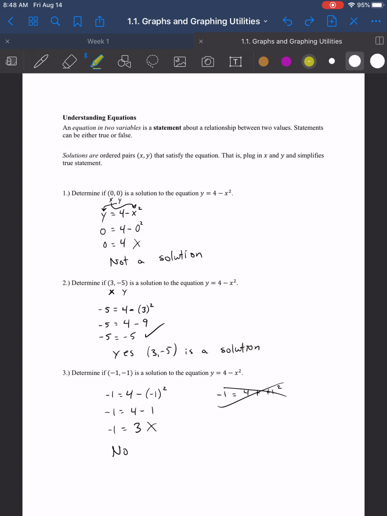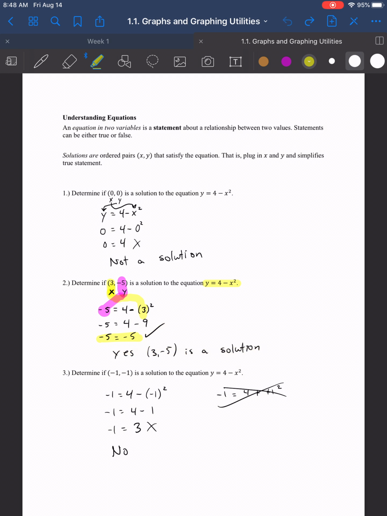All right, next. Determine if 3, -5 is a solution to the equation y equals 4 minus x squared. So this time we plug them in again. This is our x value. This is our y value. So I plug that in over there for the y, and I plug this in over here for the x. All right, and this time we get -5 on the left, so we leave it alone. You take 3 squared, you get 9. You have 4 minus 9, that's a -5. These equal each other, so yes, this is a solution.